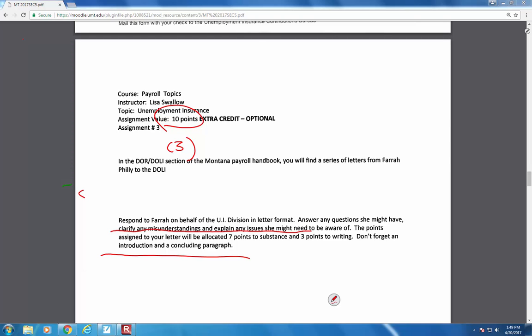Can you just pick one of the letters? Pick one of the letters. I'm going to show you the letters. We've got about another 1 minute here for me to do that. The letters are in the section that we were just on.